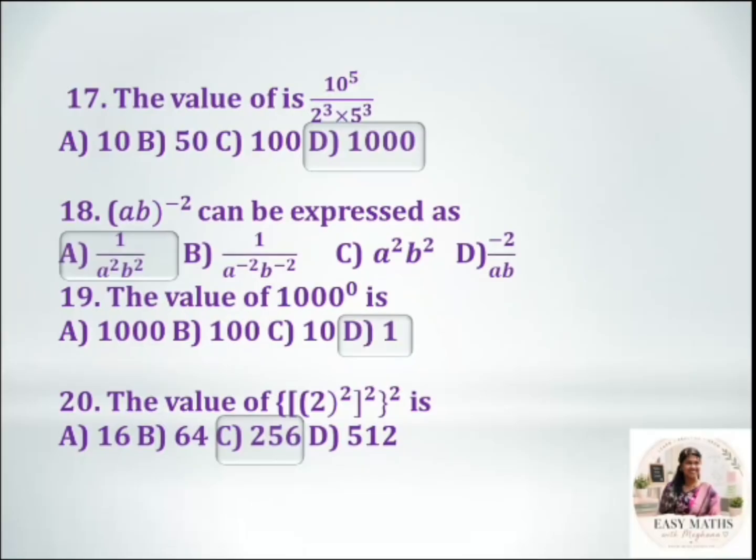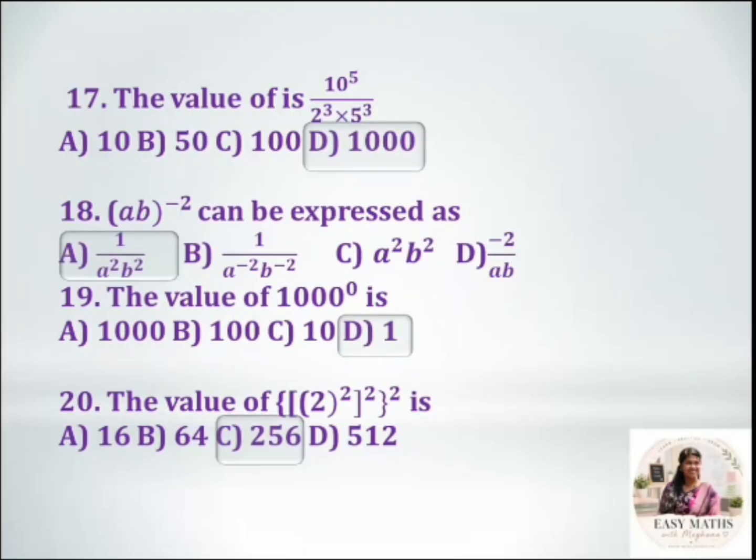Now you can see 5 square into 2 raised to 5 divided by 2 cube, by taking the formula a raised to m divided by a raised to n is equal to a raised to m minus n. Then 5 square into 2 square you will get, by taking again the formula a raised to m divided by a raised to n is equal to a raised to m minus n, 2 raised to 5 minus 3 is nothing but 2 square. So 5 square into 2 square can be written as 10 square. So 10 square is nothing but 100. So the correct option for question number 17 is option C, 100.